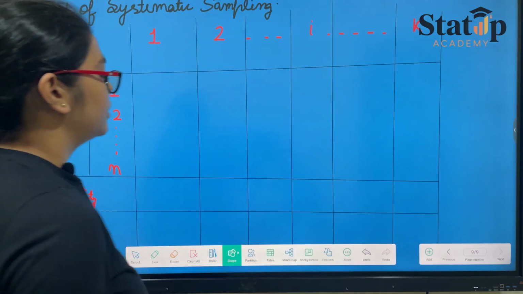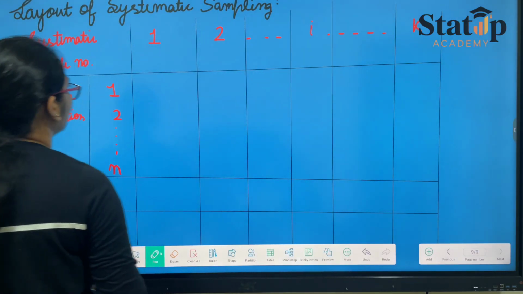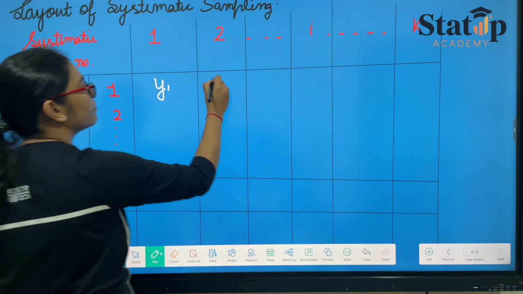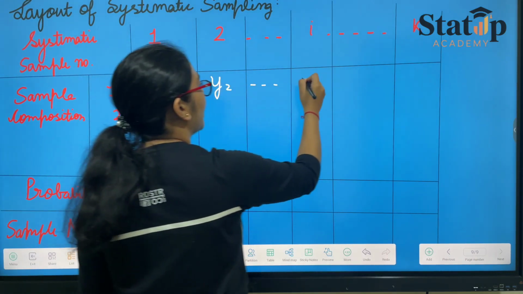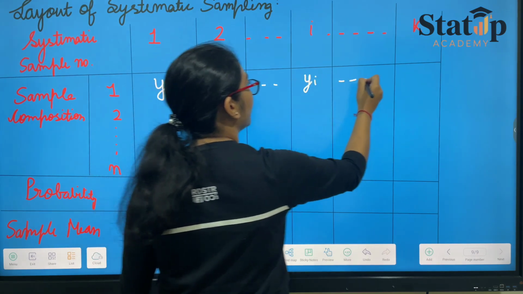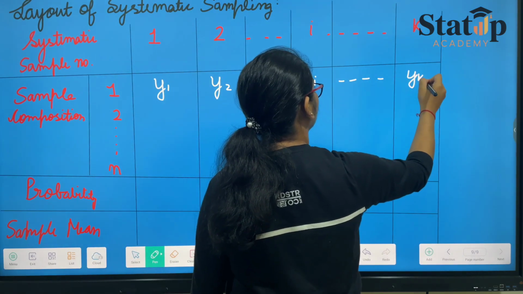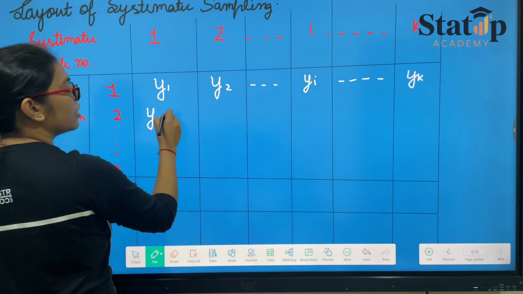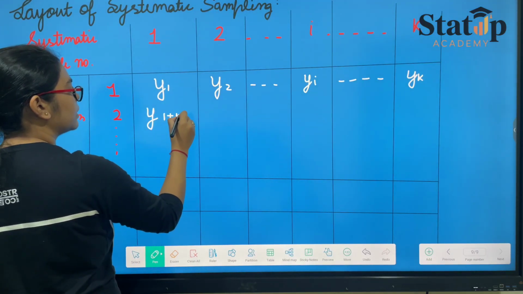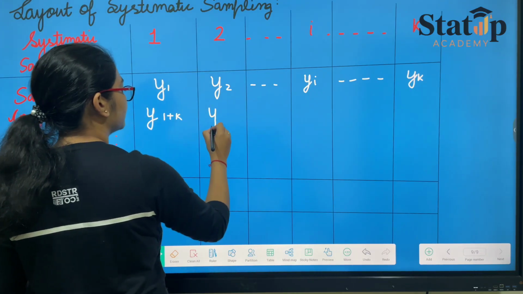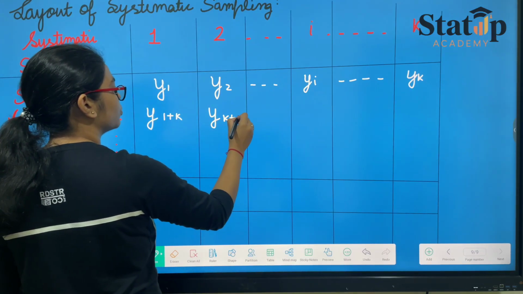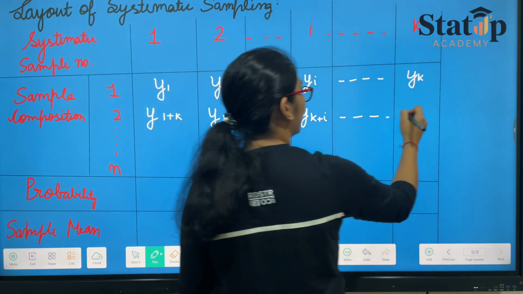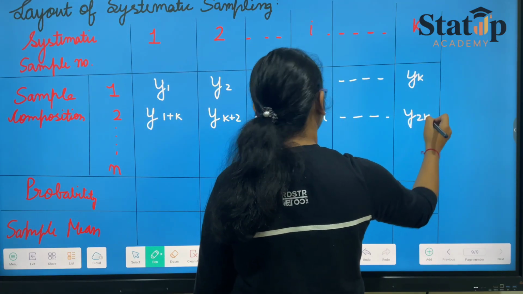So this is the table that we will create. Now, first sample will be y1, second will be y2, ith will be yi, and this one will be yk. Now again the sample would be y(1+k), y(k+2), y(k+i), and y2k.